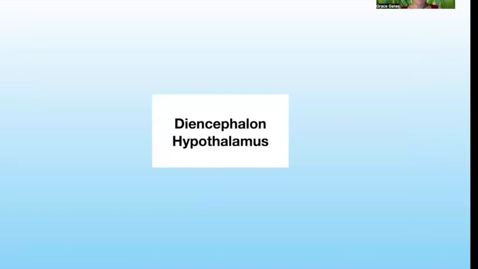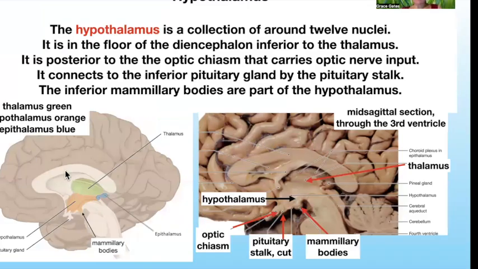Okay, moving on to the hypothalamus. So the hypothalamus is a collection of around 12 nuclei.